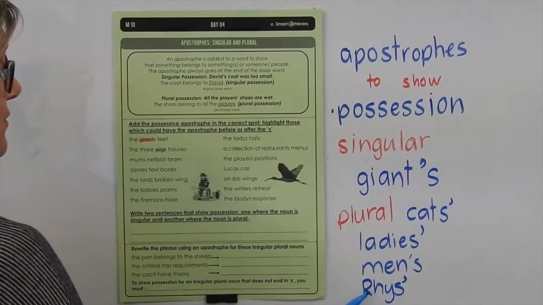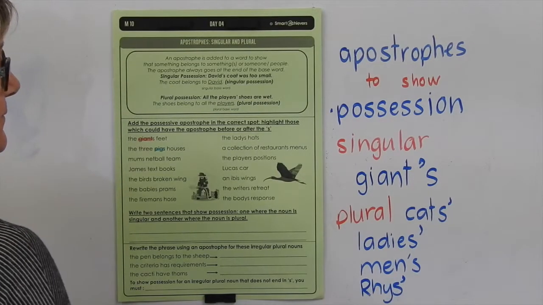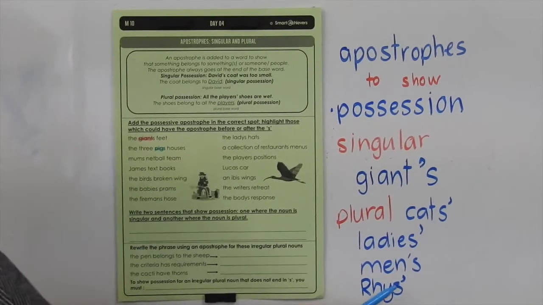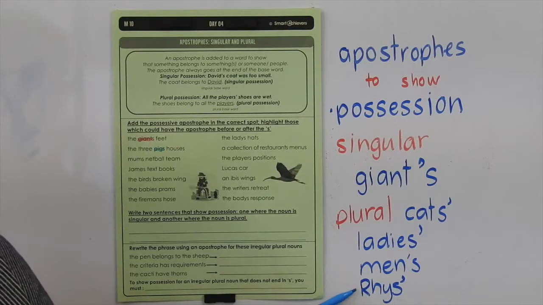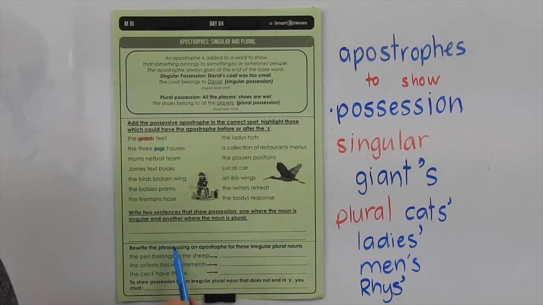Reese, there's only one Reese, but we're putting the apostrophe after that final S. Any names that end in, or words that end in S and we want to show possession, we're putting the apostrophe after the base word. So rewrite the phrase using an apostrophe for these irregular plural nouns. So sheep is an irregular plural noun because whether you have one sheep or lots of sheep, we say sheep, we don't say sheeps. Criteria is another one, cacti is another one.